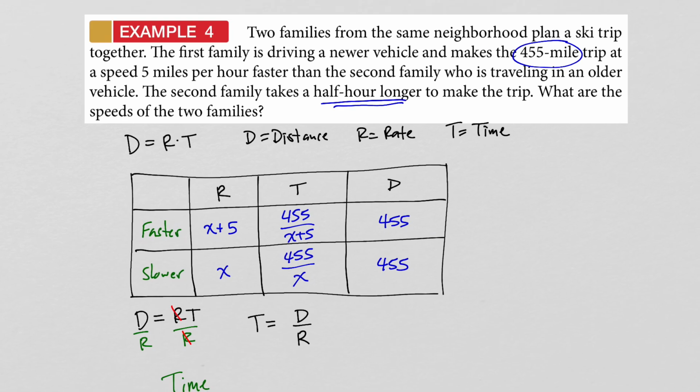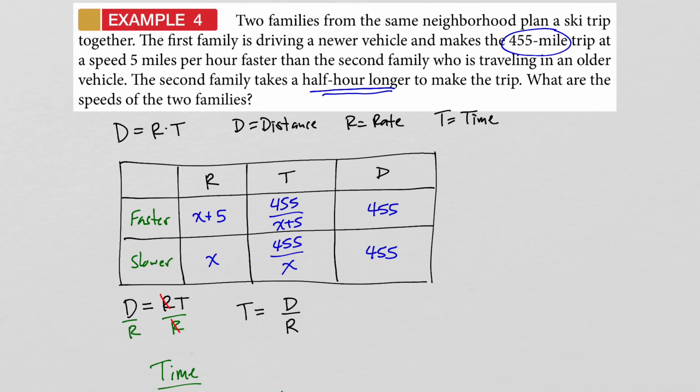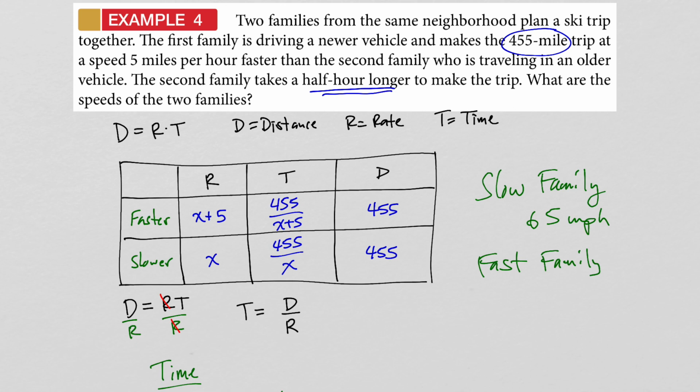So what are the speeds of the two families? Well, if x is 65, that means the slower family is going 65 miles per hour, and the faster family must be driving 65 plus 5, which is 70 miles per hour.